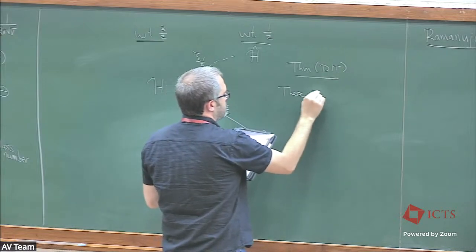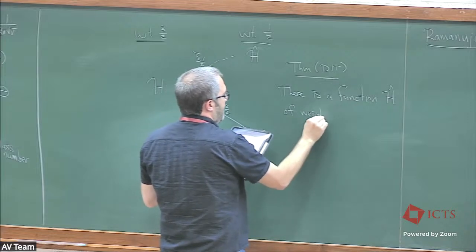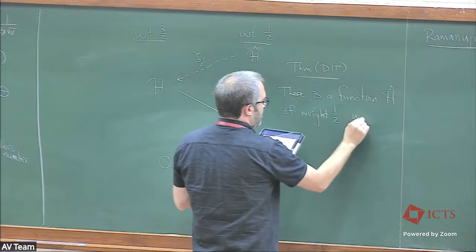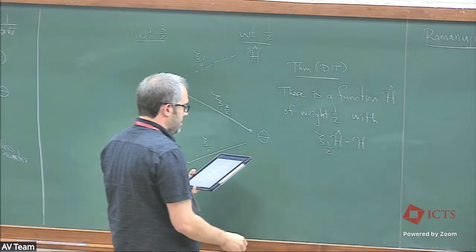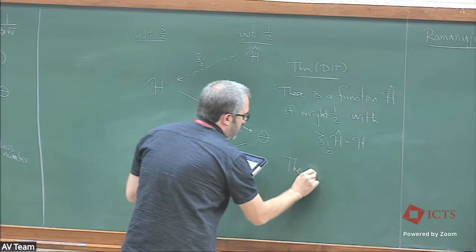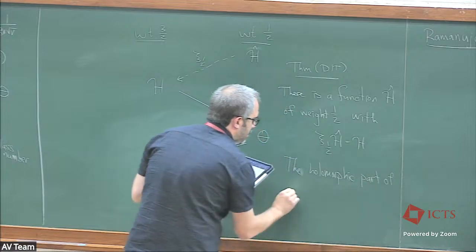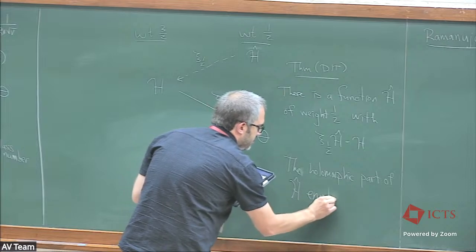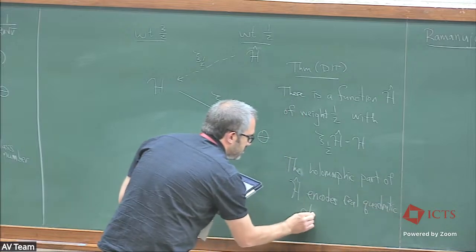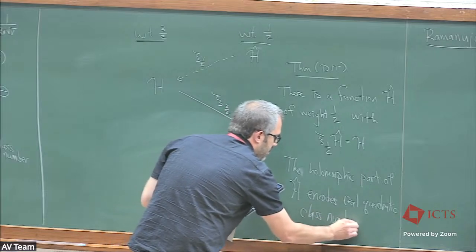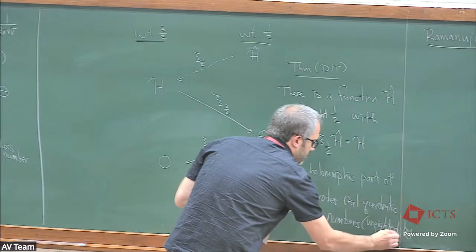There is a function H hat of weight 1/2 with C_{1/2} of H hat equal to H. And even more importantly, the holomorphic part of H hat encodes real quadratic class numbers, weighted by the regulators.